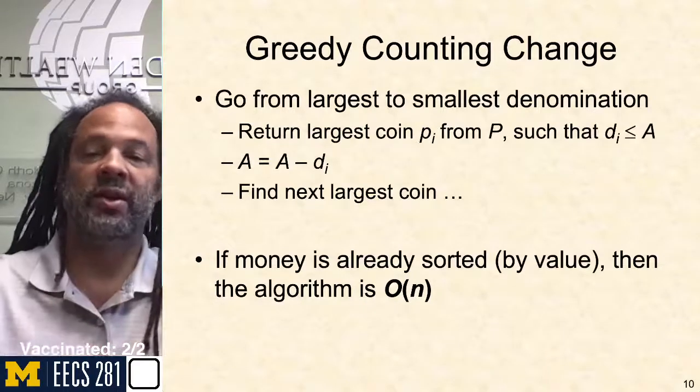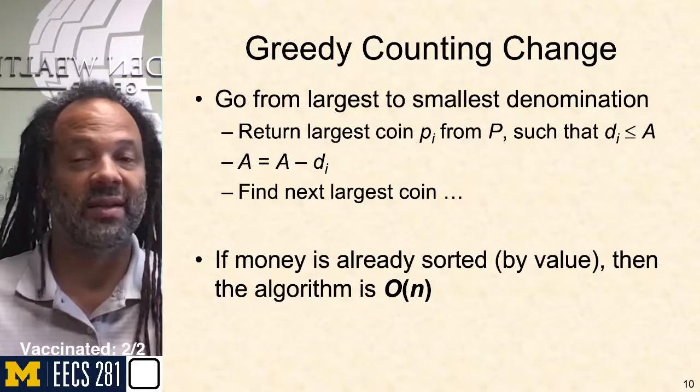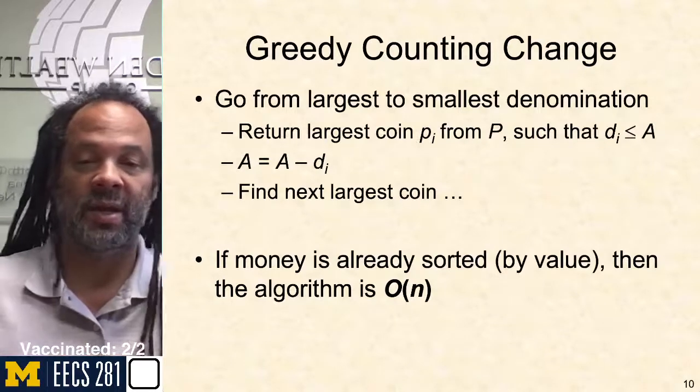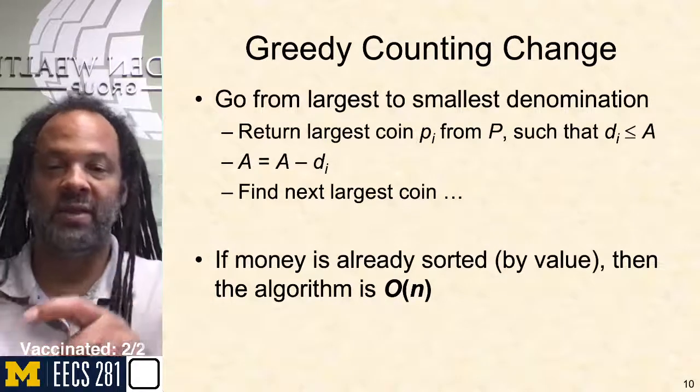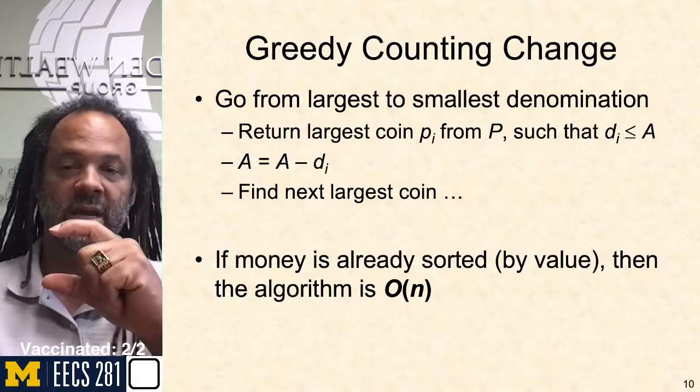So if the money is already sorted by value, then it's great. This algorithm ends up being linear because all I have to do is look at every coin and say, well, is this coin too much money? No.